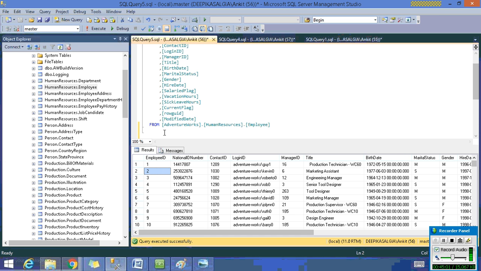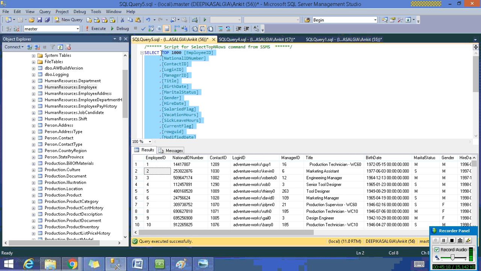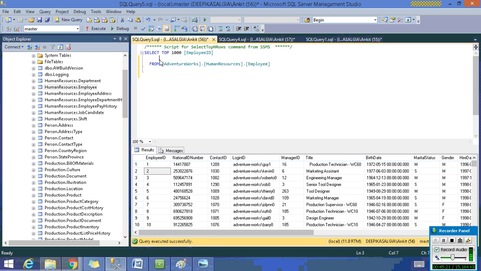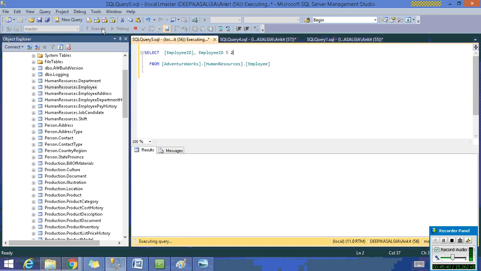If I divide an even number by 2, what will be the remainder? 0. So with that percent sign, when you divide a number by a divisor, you will get a remainder. So that percent will give you the remainder. Okay. So let's see. If I have the employee ID in here, and I add one more column, I will show you what the remainder will be. So if I say employee ID percent 2, what are you going to get?